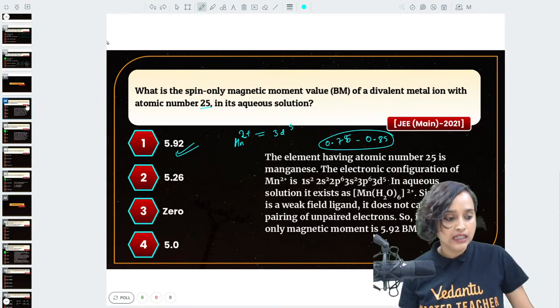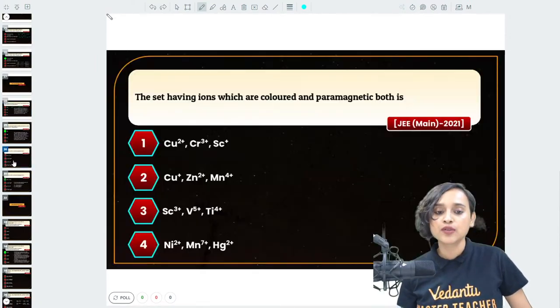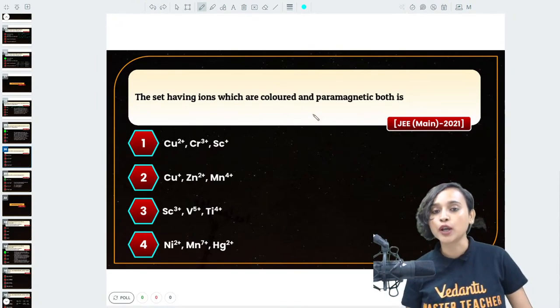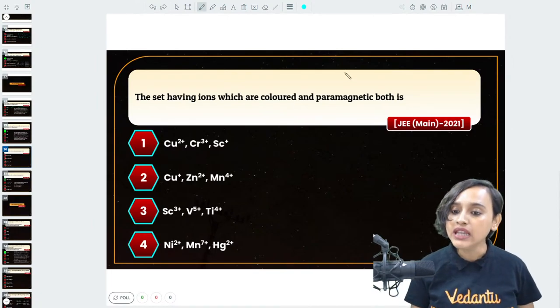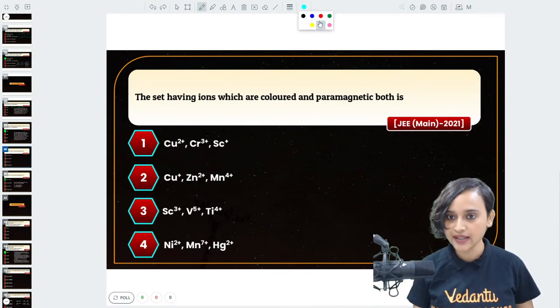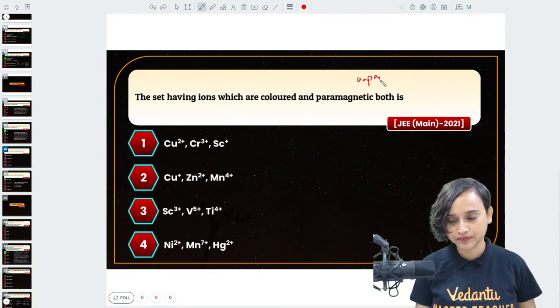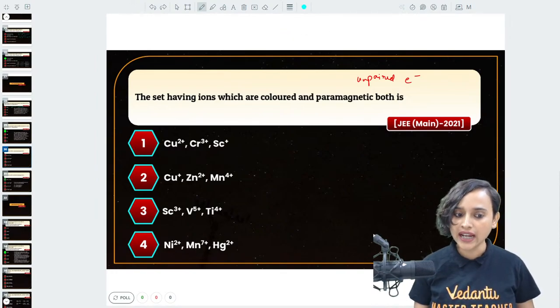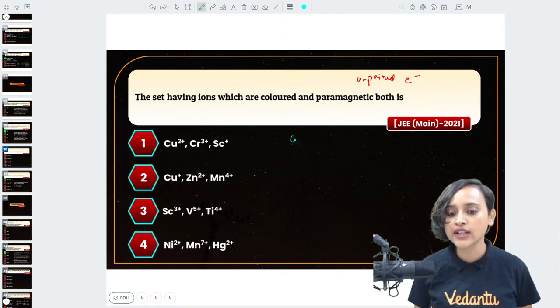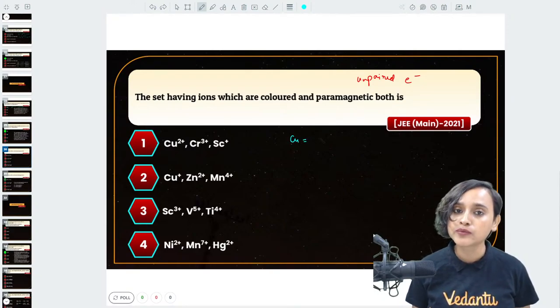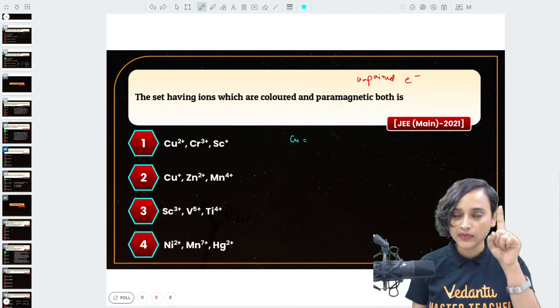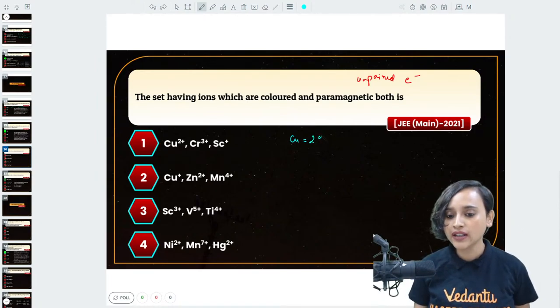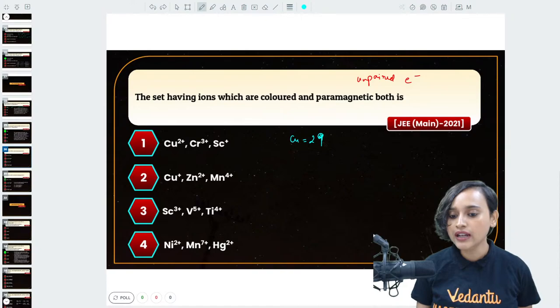Okay. All right. Let's move on towards the next question. The next question is, the set having ions which are colored and paramagnetic both is. Colored and paramagnetic means presence of unpaired electrons, right? Wherever there will be unpaired electrons, that is where we will get color as well as magnetic moment. So let's find out. Okay, copper. What is the atomic number for copper? Nick's cousin. Nickel, copper, zinc. So copper is 29.